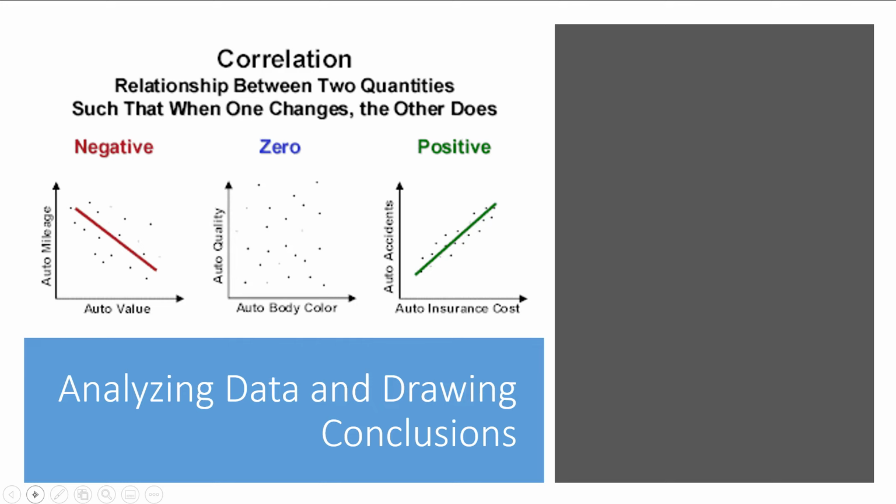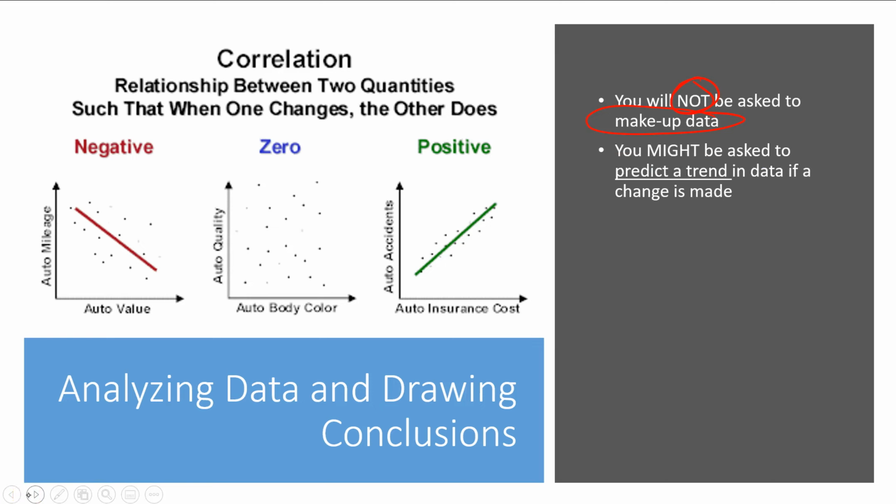How then do we go about analyzing and interpreting the data or drawing conclusions? So one of the things that you will not be asked to do, you will not be asked to just make up data, right? Now, you might be asked to predict a trend in data, right? And so they might say, if we made this change, how do you think the responding variable or dependent variable will change? In which case you would probably say, I would predict it will increase or decrease or stay the same. Generally, they wouldn't ask you to calculate that unless you could follow some sort of pre-existing trend line or something. Okay?